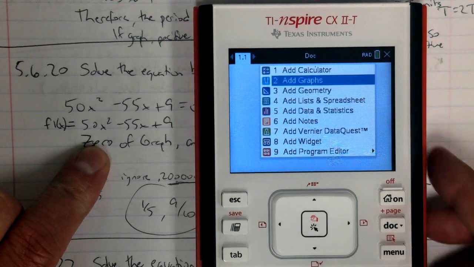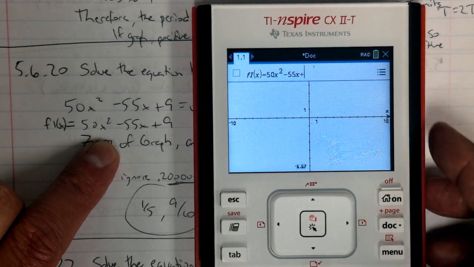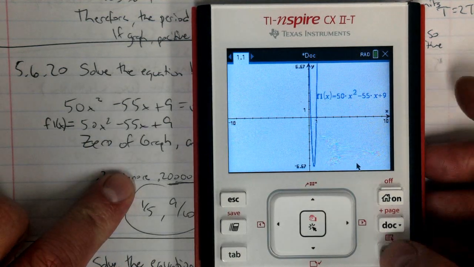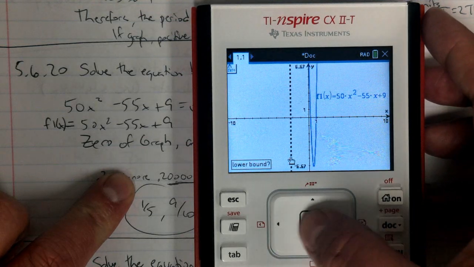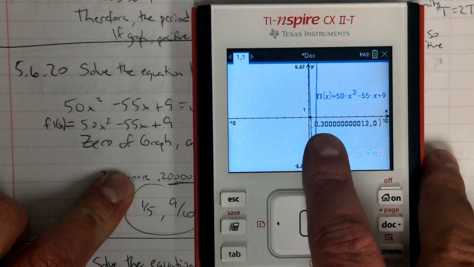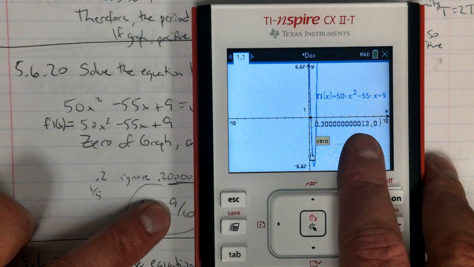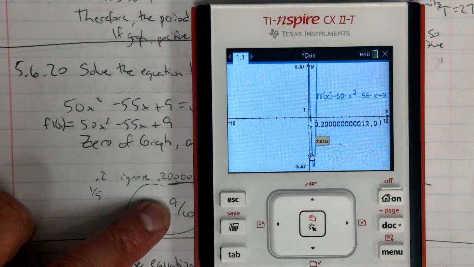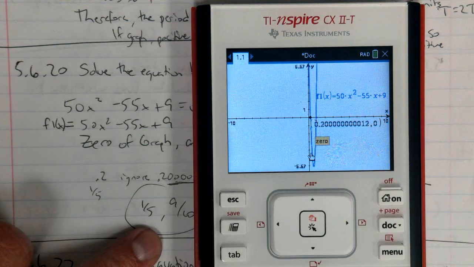If we have 50x squared minus 55x plus 9, it's pretty small there, but you can do analyze graph and go from, let's say, here to here. That gives you your 0.2, and then there's a bunch of zeros and a 12. You don't really care about the 12. That's a precision, or like some sort of error on the calculator. 0.2 is really the same as 1/5.